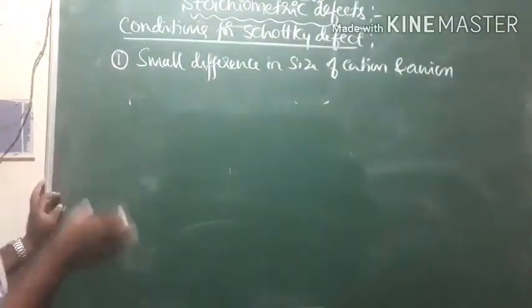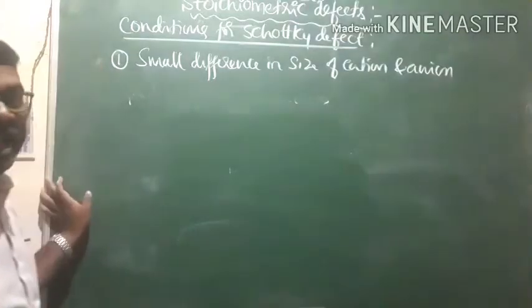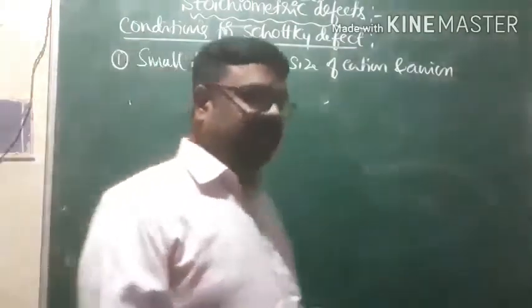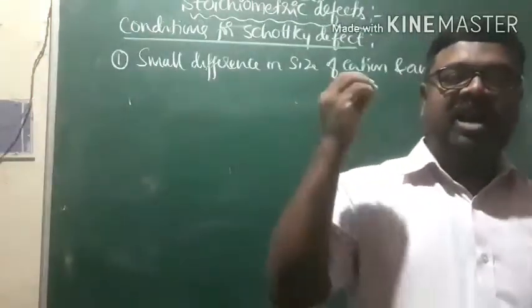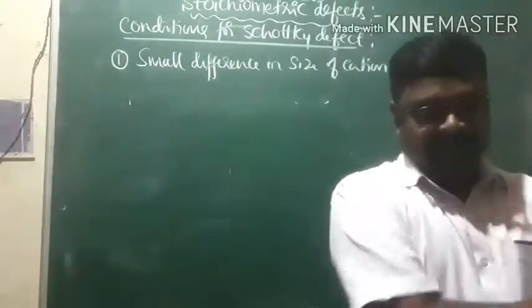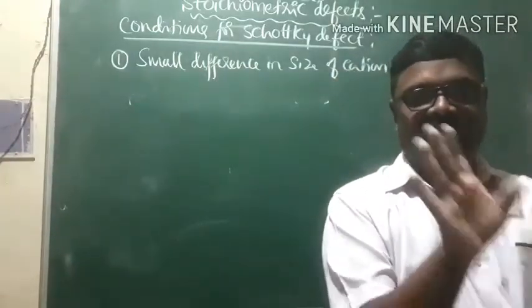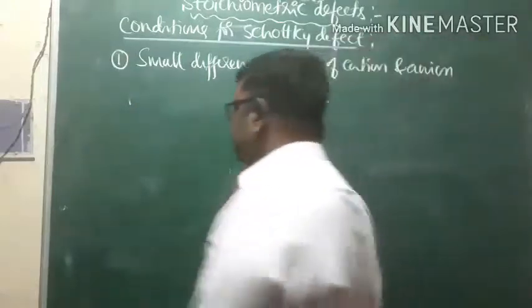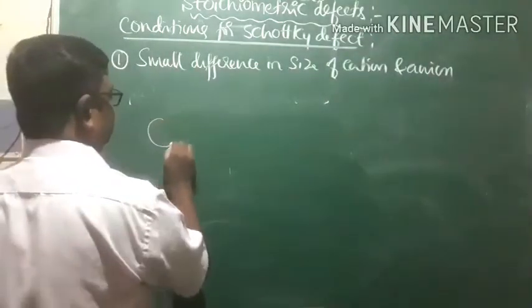What is the meaning of that? Small difference in size of the cation and anion. As you know, we have a regular idea that cations are relatively smaller than anions. So just imagine this is a cation.